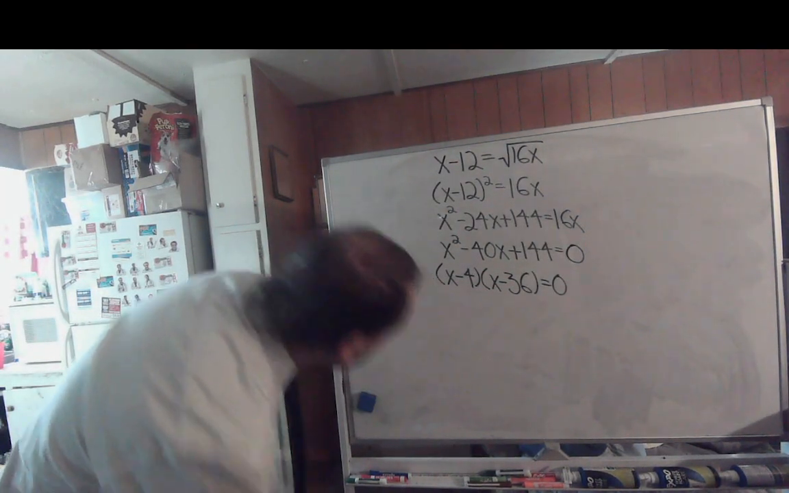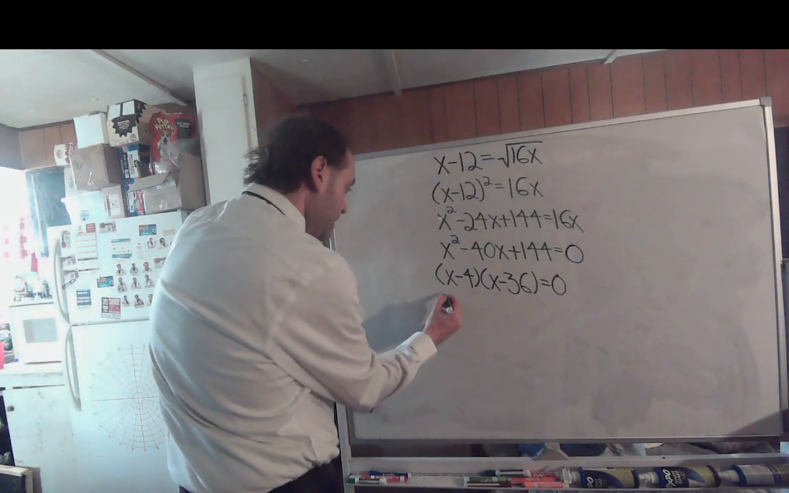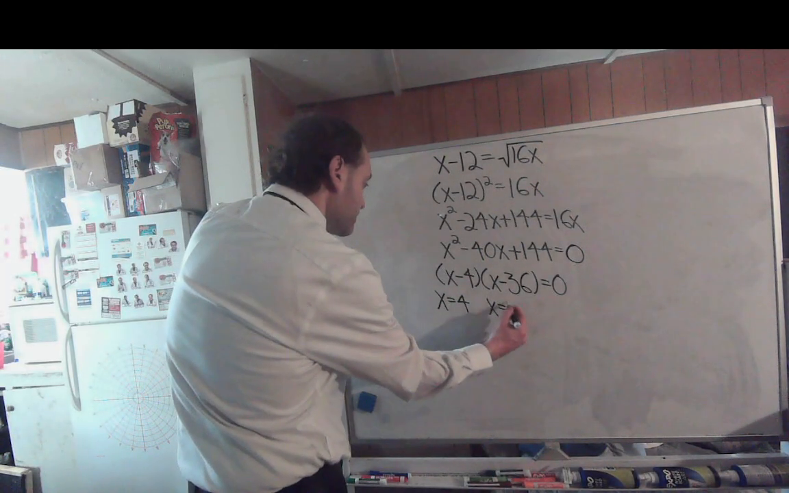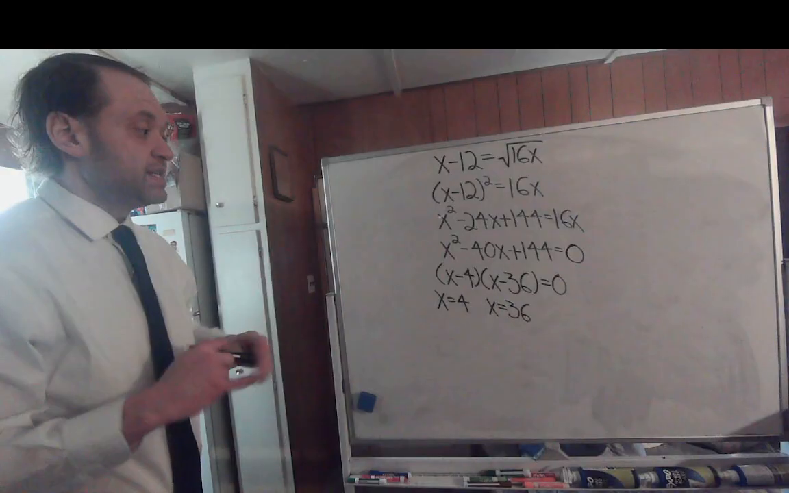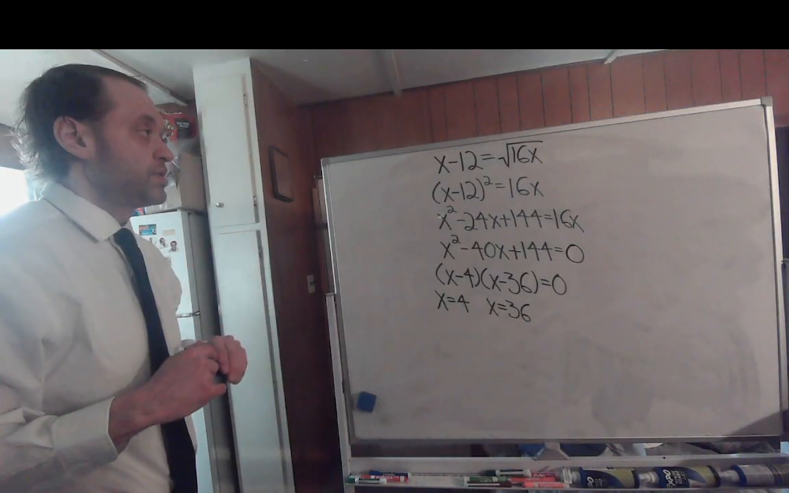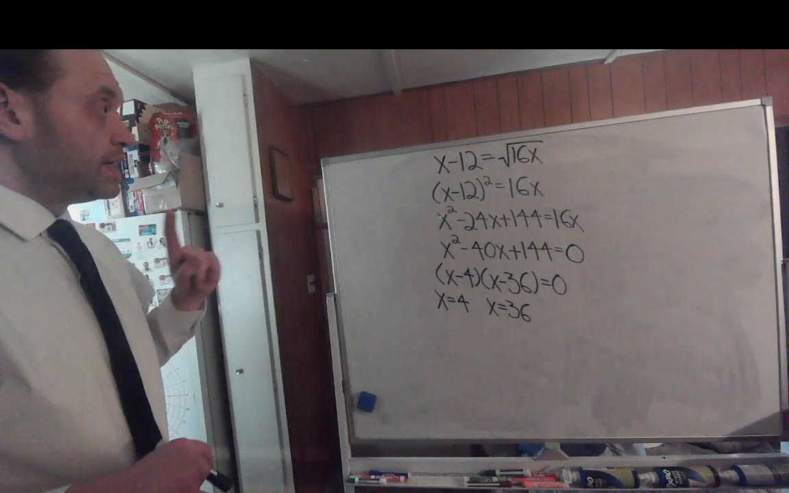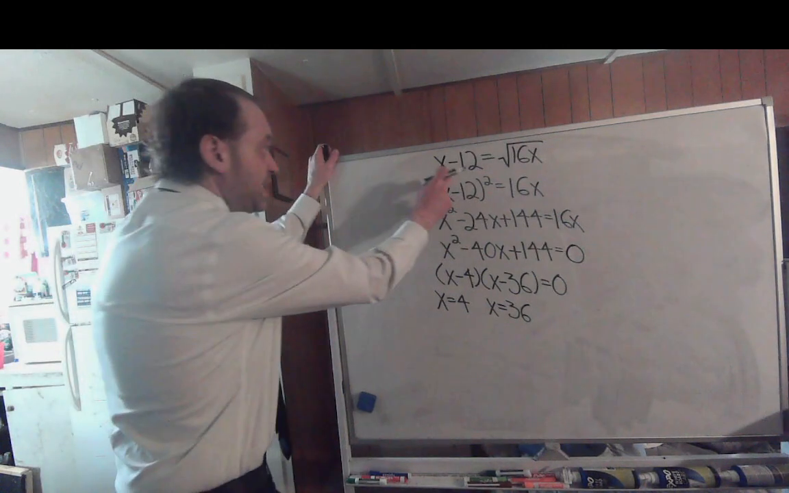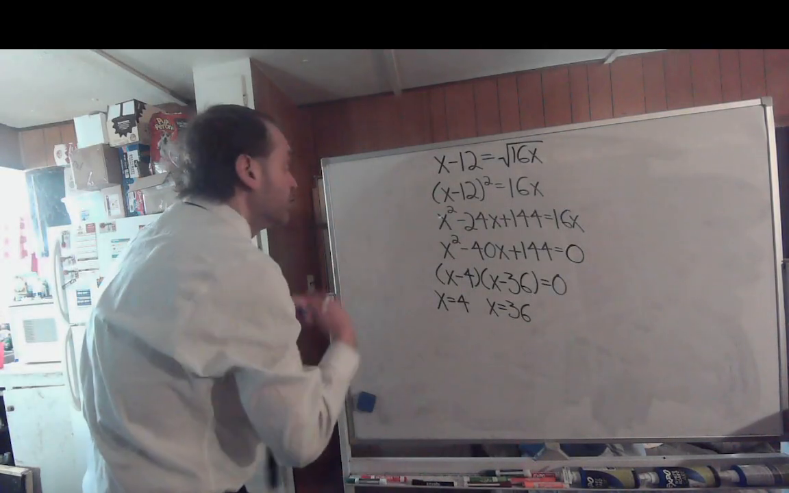So now, of course, you set both of these factors equal to 0. What are you going to get? You're going to get that x equals 4. You're also going to get that x equals 36. But here's the thing. We need to check both solutions. We got to check both. So let's put in x equals 4, and let's check that with a blue marker.